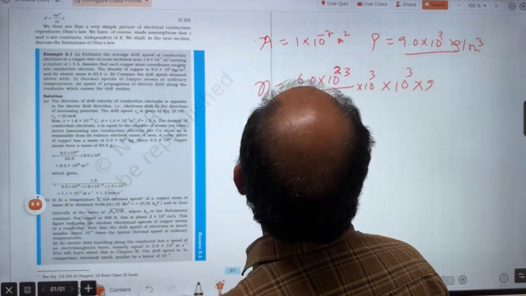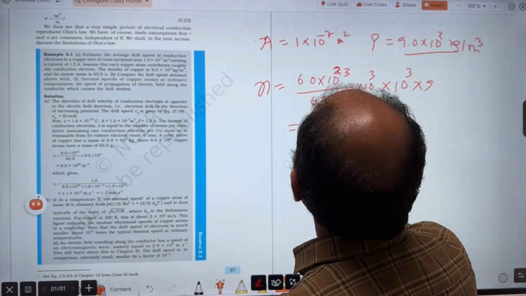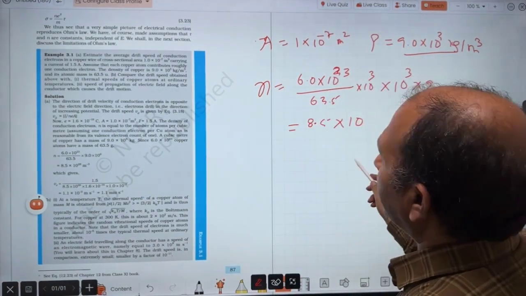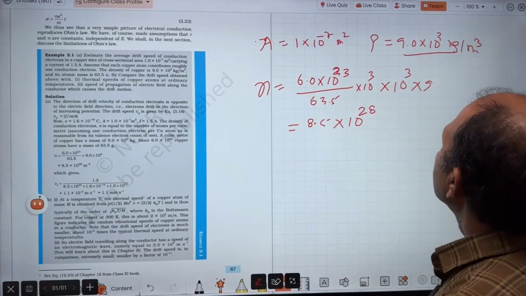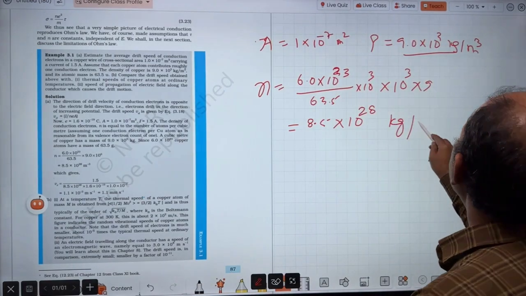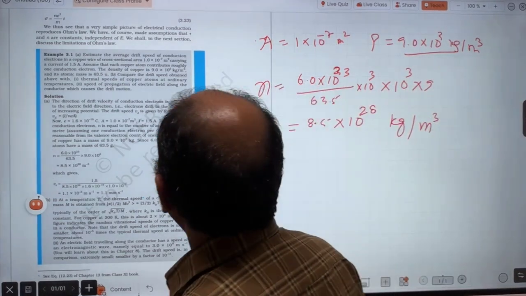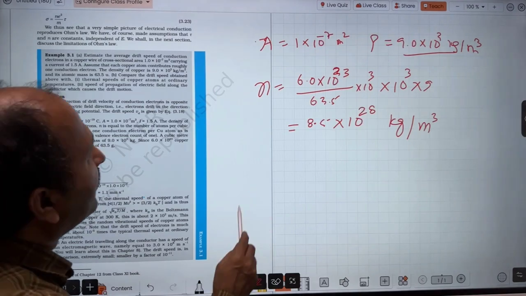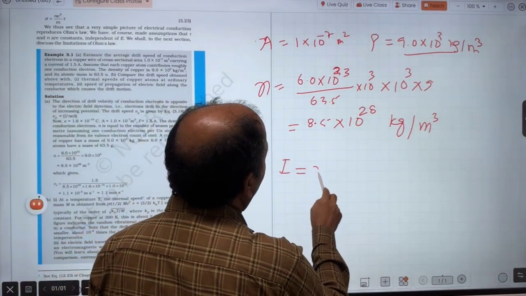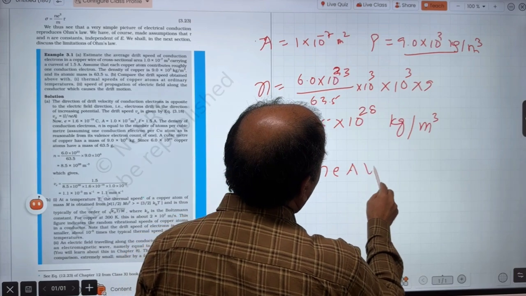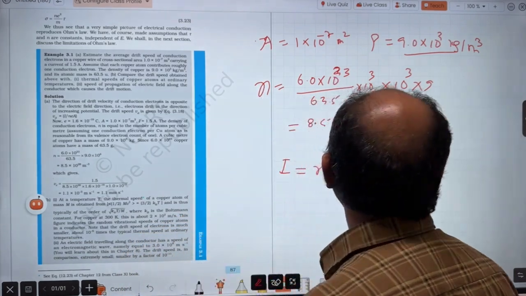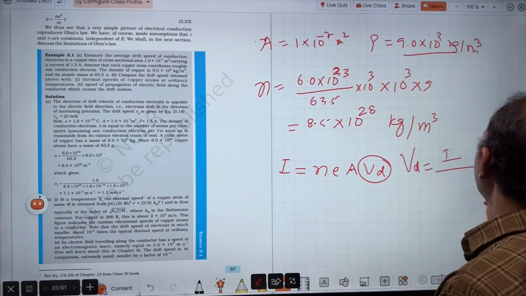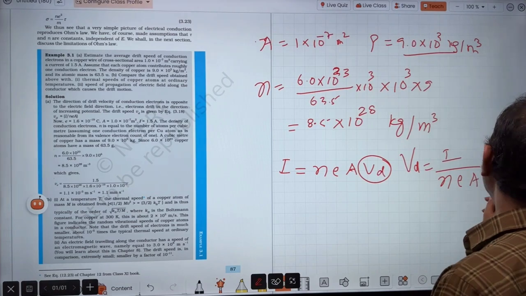Now we can evaluate. This comes out to be 8.5 into 10 to the power 28 per meter cube. So this is the number density, and we have got the value of n. Now we have to find the drift velocity. If you remember, I equals nEAvd. It is simple; our concern is to get vd. So vd equals I divided by nEA.